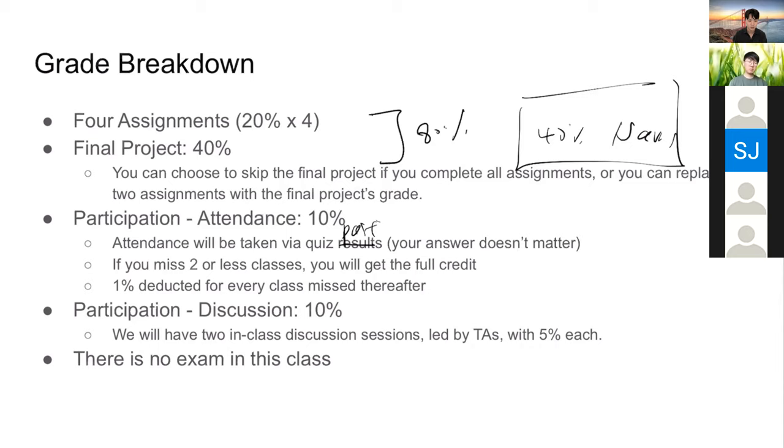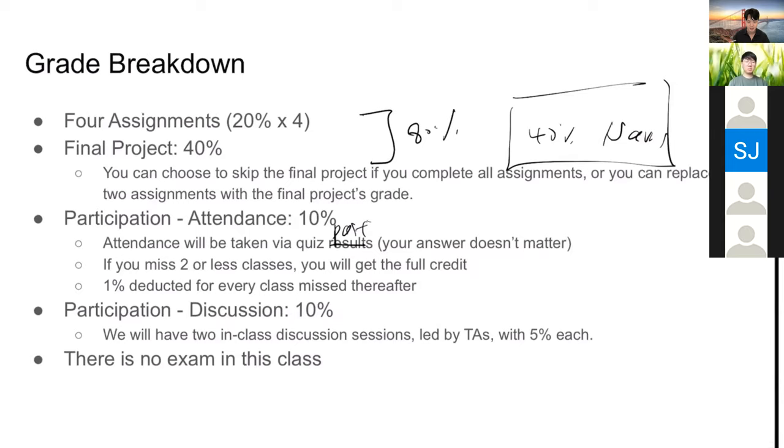And as I told you, I'm not gonna count your attendance for this week and next week because there will be a lot of moving around, I expect. But starting from the third week, attendance will be taken. And if you miss two or fewer classes, then you will get the full 10% credit. So it's very easy credit, right? But 1% will be deducted for every class missed thereafter.